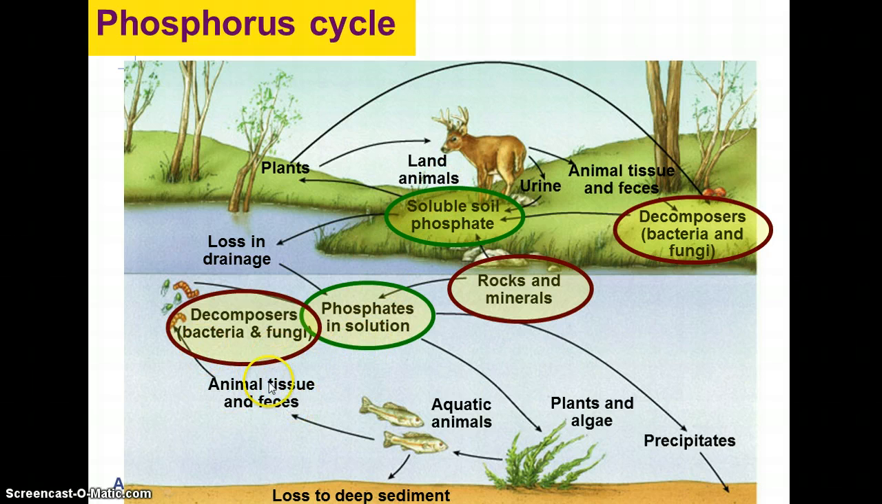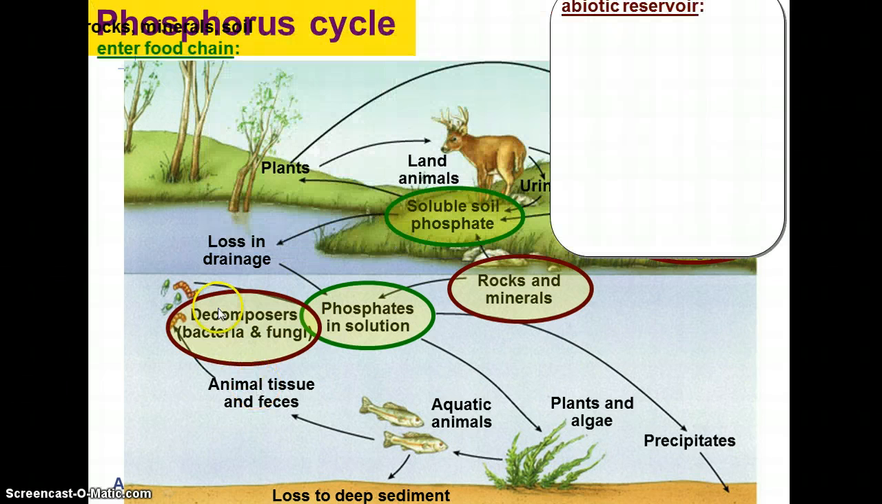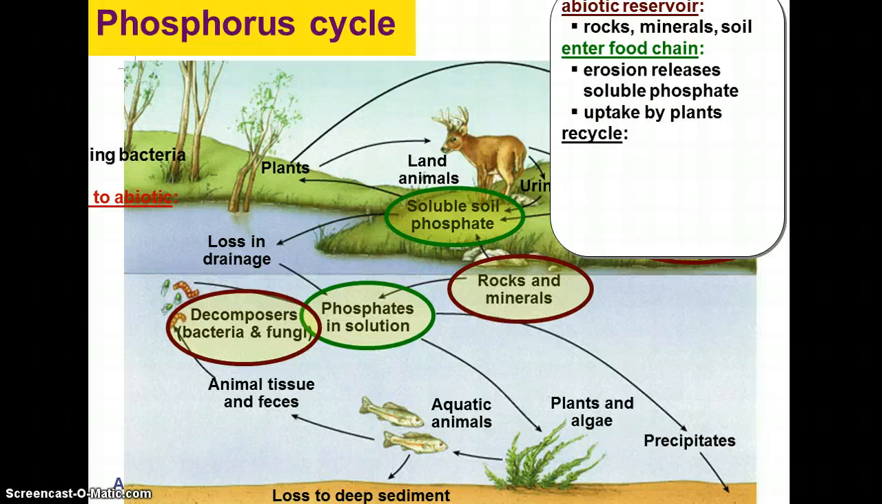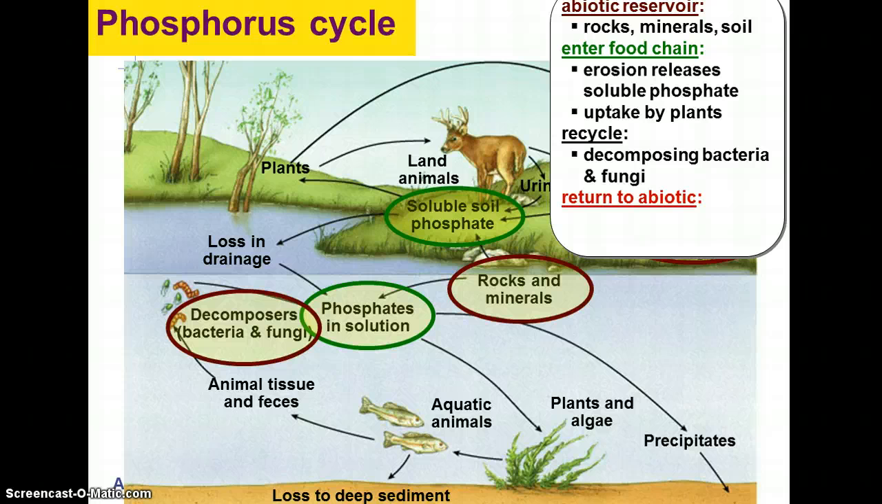And also same as in the water. And so the reservoir here is actually the rocks and mineral and soil. That's where you're going to find the phosphorus. It's entered through erosion, so as those rocks break down or soil breaks down, and uptake by plants. It's recycled through bacteria and fungus, and the abiotic is the loss to ocean sediment. So we're going to have a lot down here, and that's kind of where it is.